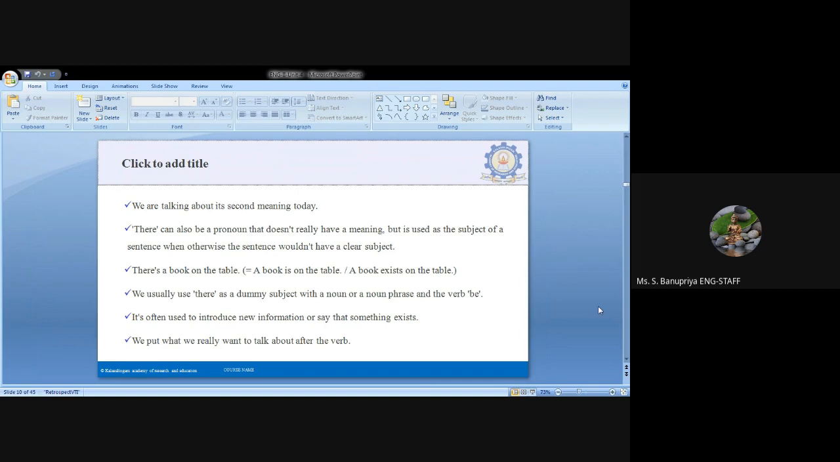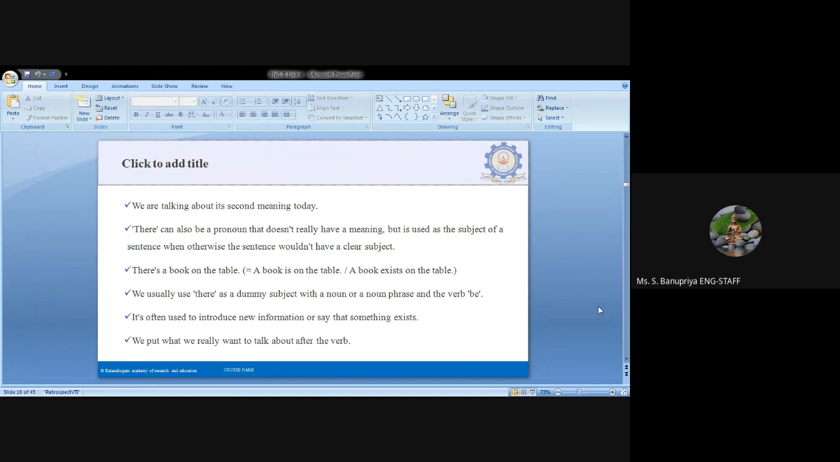We are talking about its second meaning today. There can also be a pronoun that does not really have a meaning but is used as the subject of a sentence when otherwise the sentence would not have a clear subject. Okay, there is a book on the table. A book is on the table, it sits on the table. So it particularly mentions the place where the book is kept.